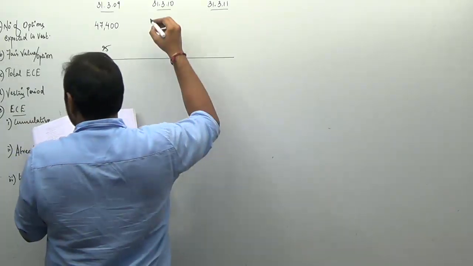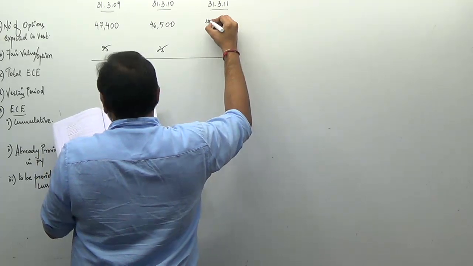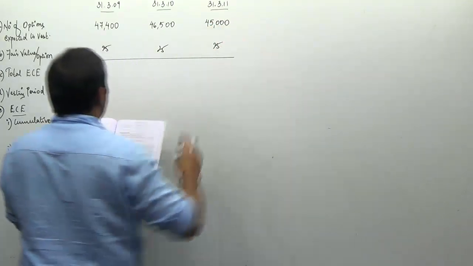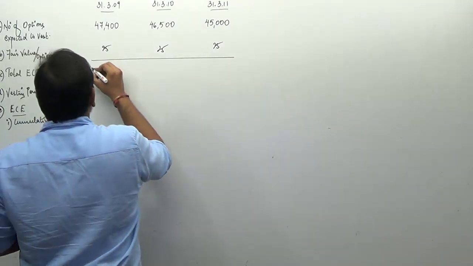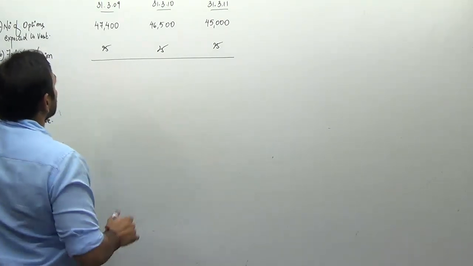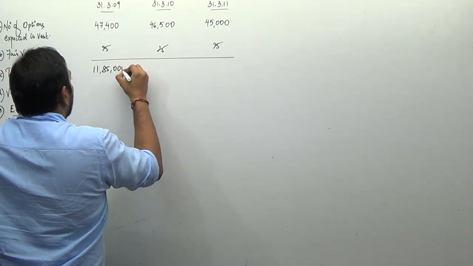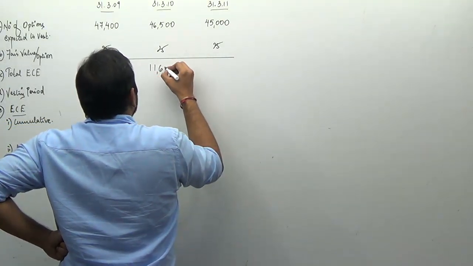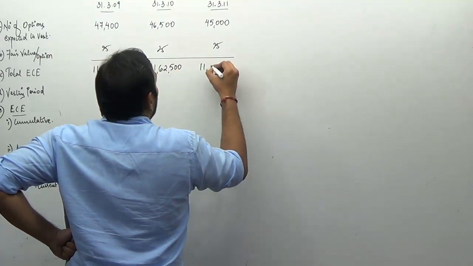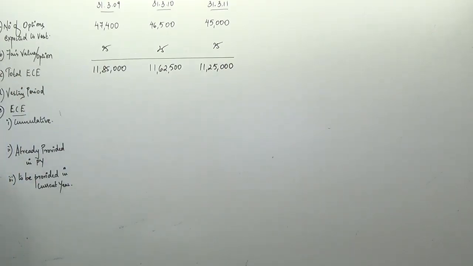Similarly, fill it up for the other 2 years as well. 46,500 for 2010, 25 being the fair value. Actual vesting is 450, so 45,000 into 25 rupees. How much is this? 11,85,000, 11,62,500, 11,25,000. Multiplied by 25 is into 100 divided by 4. A faster way of calculating is divided by 4 into 100.